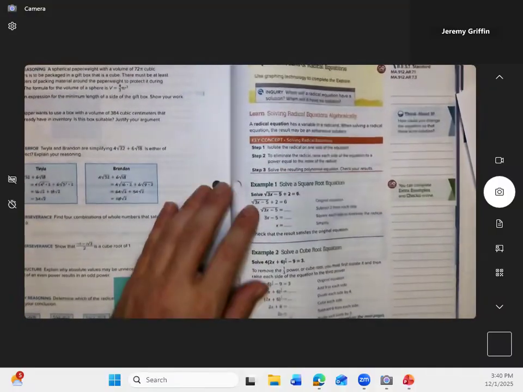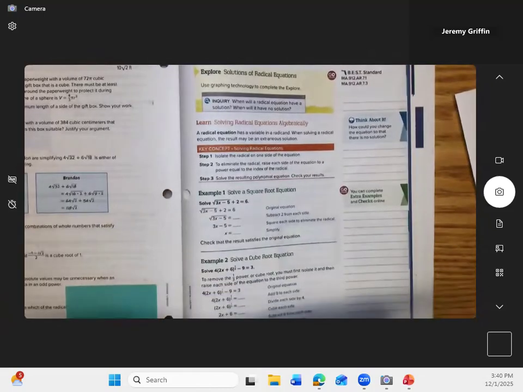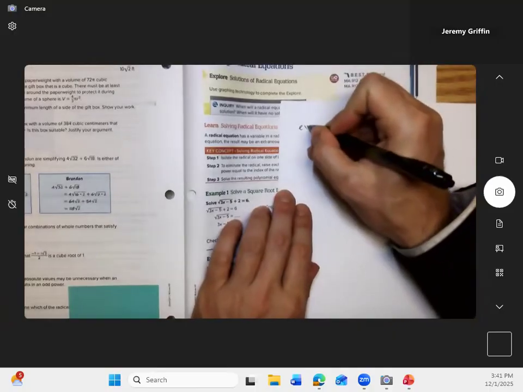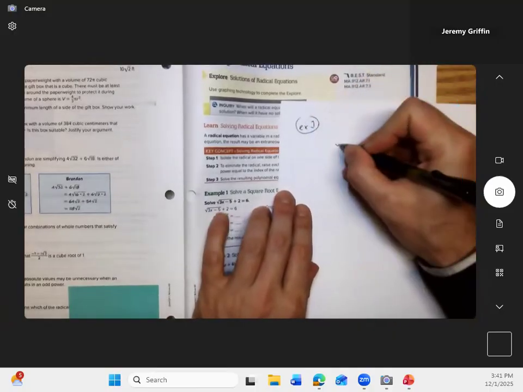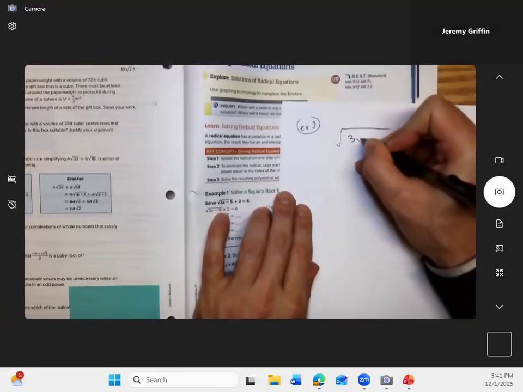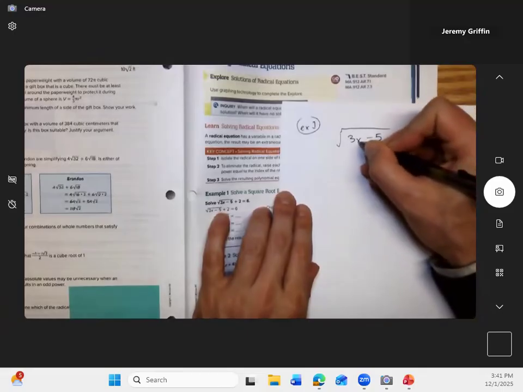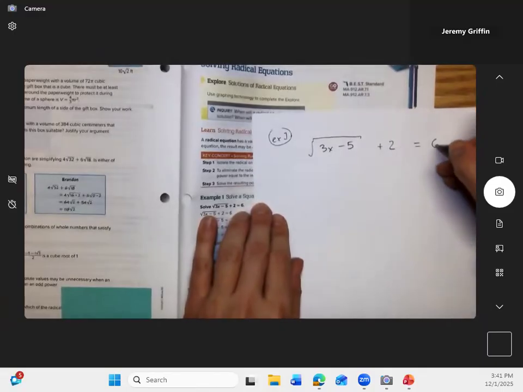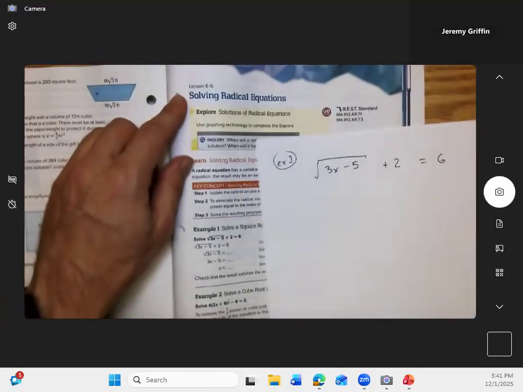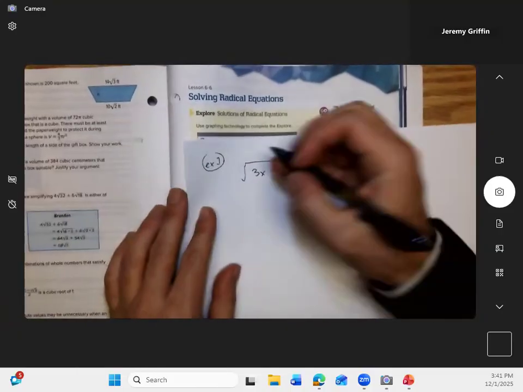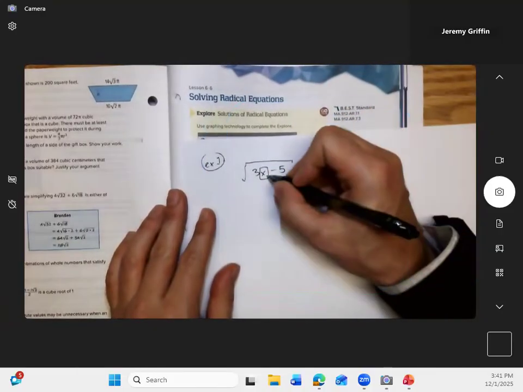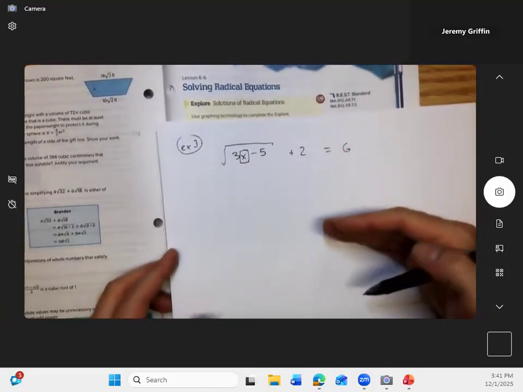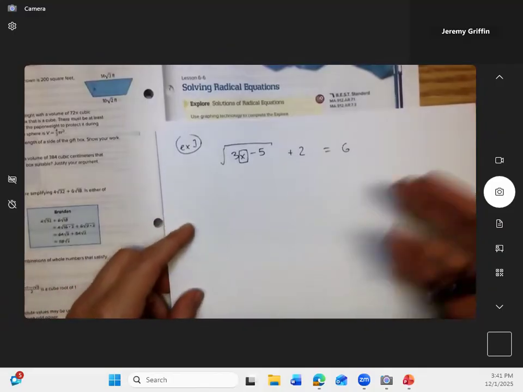So example one, solve: the square root of 3x minus 5, close the root, plus 2, is equal to 6. Once I do one of these, a lot of them are pretty similar. When it says solving, the implication is that we're trying to solve for x, sometimes a different variable, but here it's x. We go through a series of steps, probably a lot like Algebra 1, and the last step is x equals something.